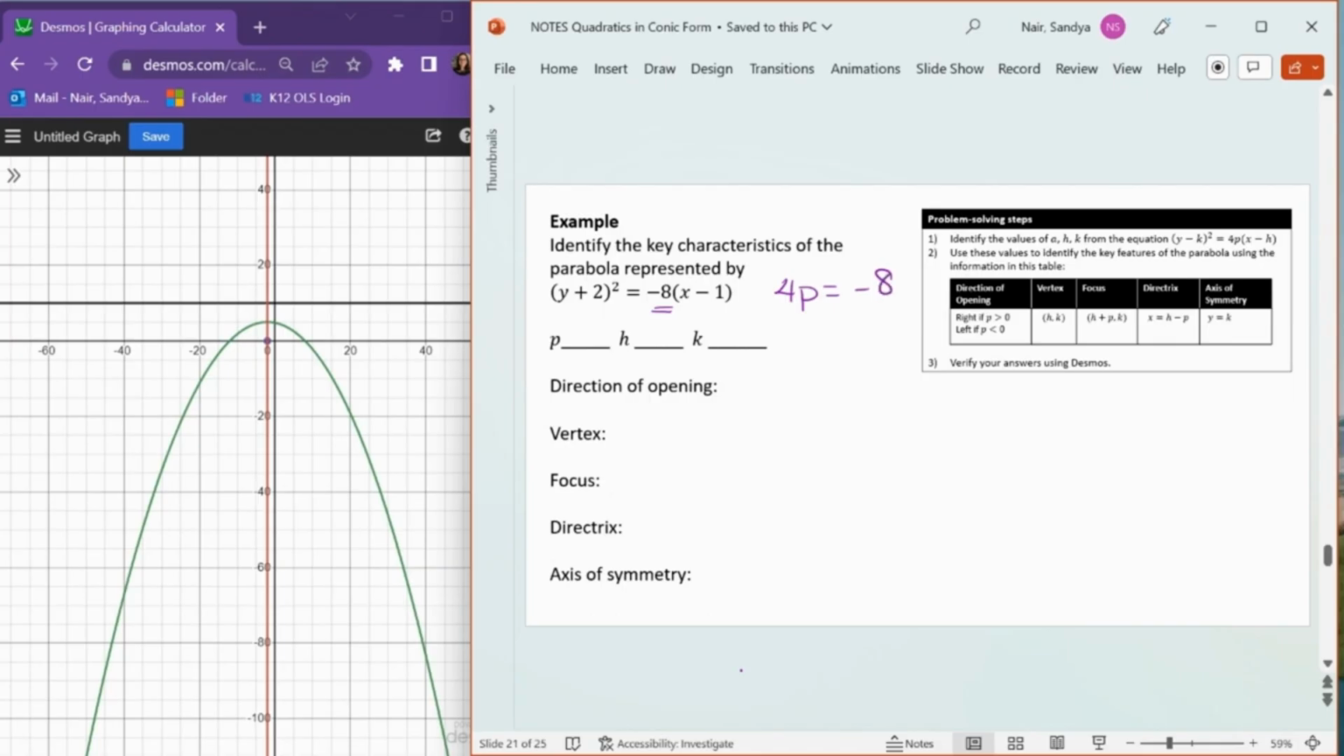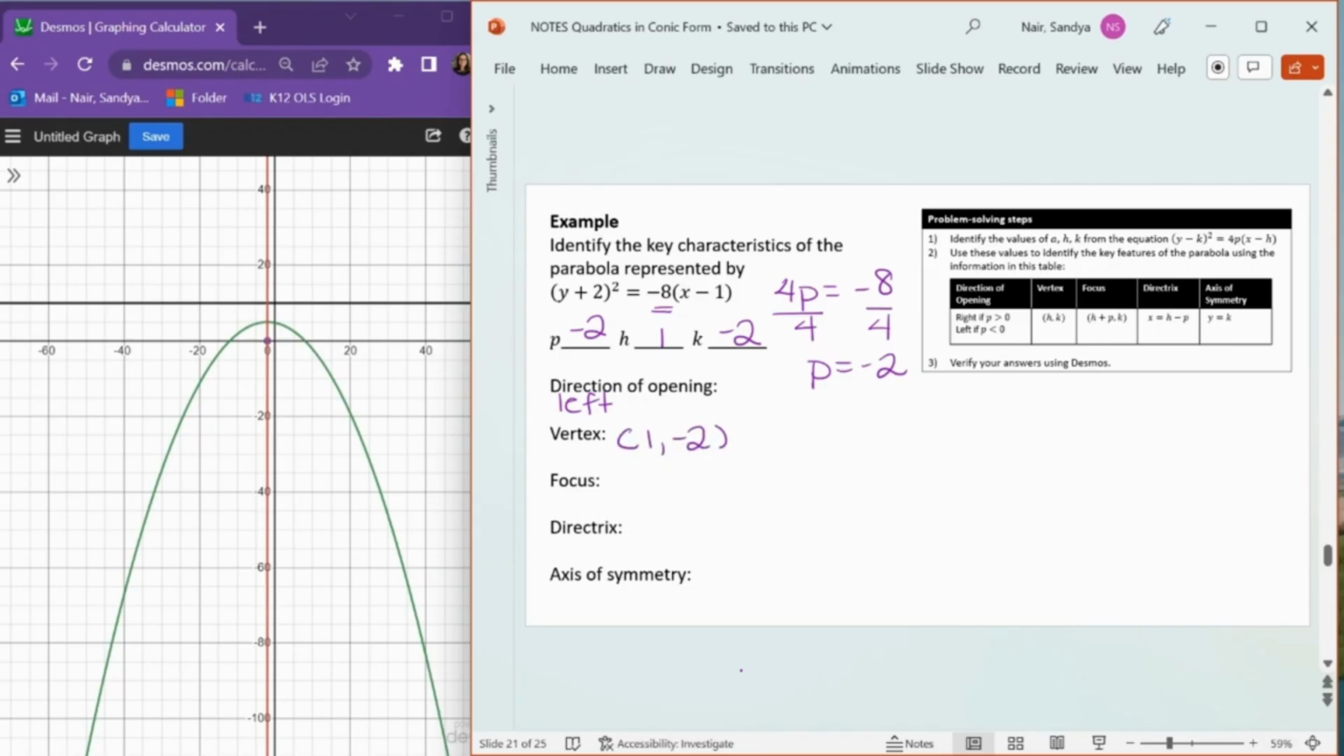So we'll actually have to do a little bit of solving to figure out the value of p. So we divide both sides by 4 and we get p equals -2. So p will be -2, and remember h and k will have the opposite sign of what we see. So h will be 1 and k will be -2. Since p is negative, this parabola is going to open left. The vertex will be located at (h, k), so that's going to be (1, -2).